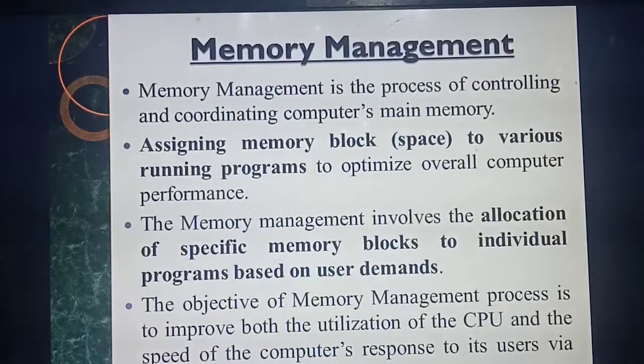Understood? Okay. Then what's the second key feature of an operating system? Memory management. So what's the use of memory? Memory is always used to store something: files or data or videos, audios or anything. Okay, so memory is always used to store what?